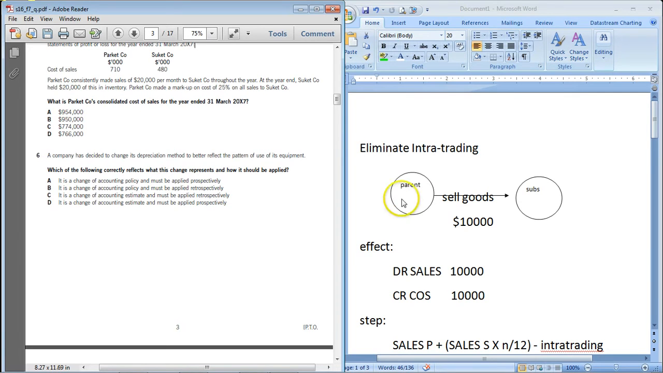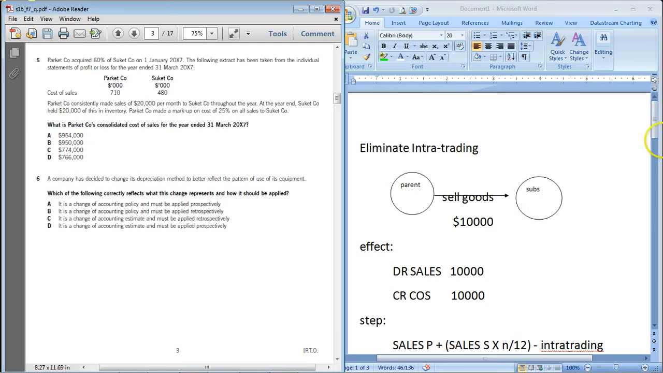So I give an example. Parent sells goods to subsidiaries for 10,000. The effect later, when you want to consolidate, is that you have to debit sales 10,000 and credit COS 10,000 as well. Debit sales means you have to minus your sales, and credit COS means you have to minus 10,000 as well. This is just an example figure to make you understand more. If subsidiaries sell to parent, the same effect applies as well.